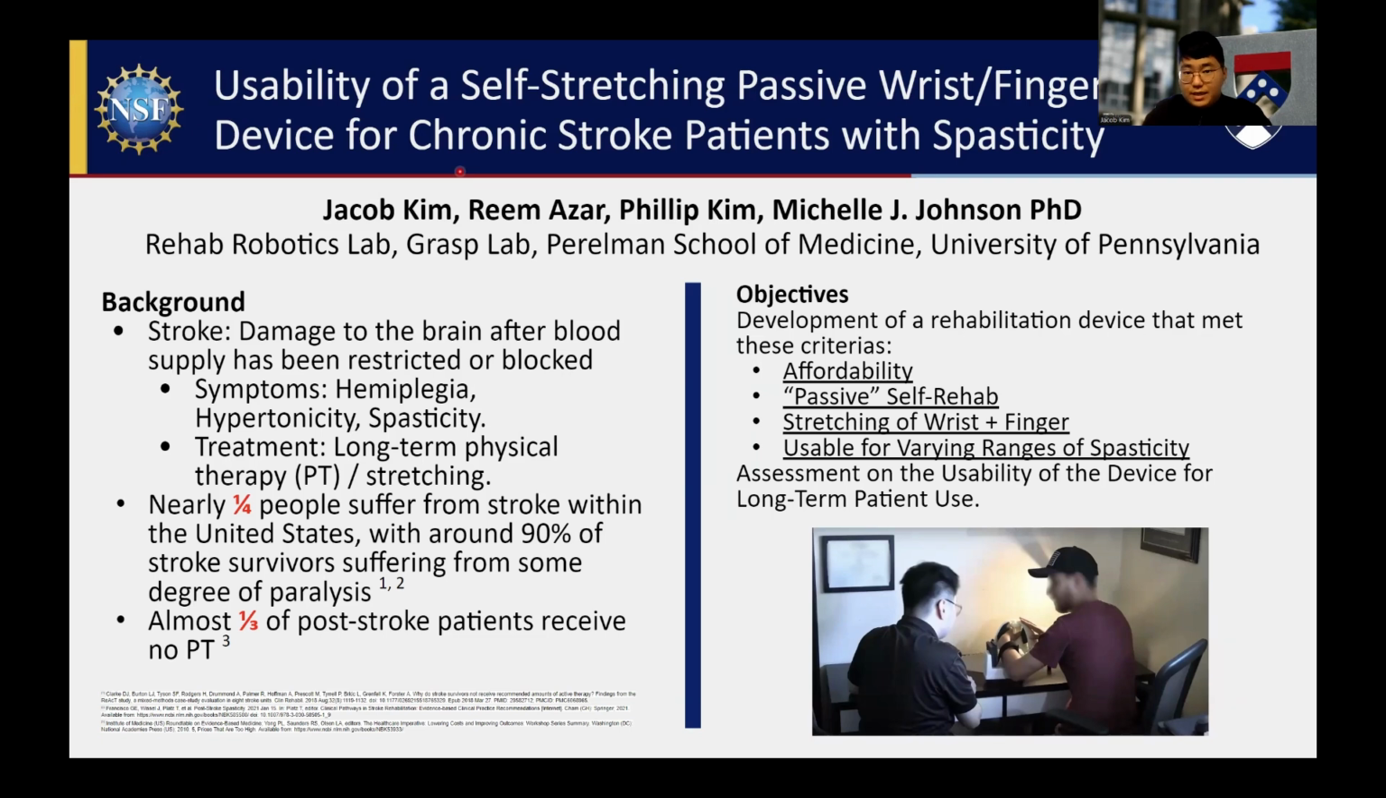Therefore, the objectives of my study is to develop a rehabilitation device that meets these following criteria. It needs to be affordable, allows for a passive self-stretching rehabilitation session, stretches both the wrists and the fingers, and usable for varying ranges of spasticity.